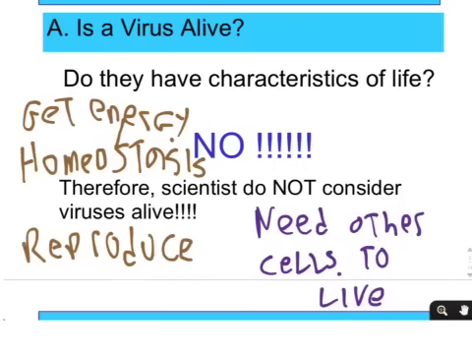Alright, is a virus alive? We do not consider viruses living things because, one, they get energy through other organisms, okay? They need a host cell in order to survive. They also don't really maintain homeostasis. They can't really adapt to their environments unless there's a mutation in their DNA. So again, since they need other cells to live, we do not consider viruses living things.